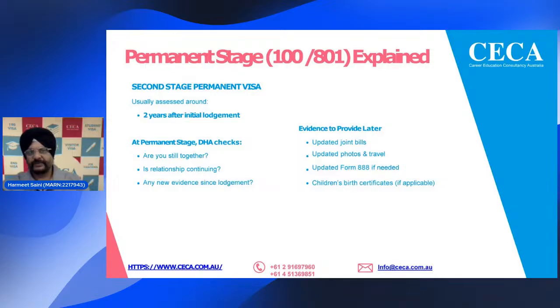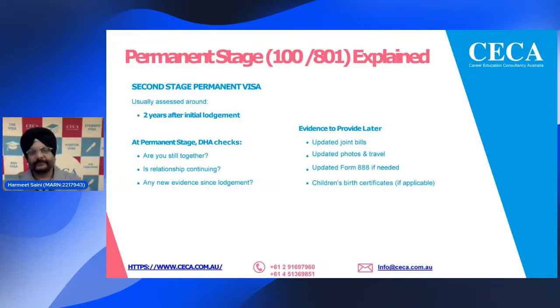And the last one is the permanent stage of this partner visa. So if you applied for the 309 visa, then the permanent stage is subclass 100. If you applied for 820, then the next stage is 801, which I already explained. So this permanent stage is usually assessed around 2 years after the initial visa was granted or lodged.